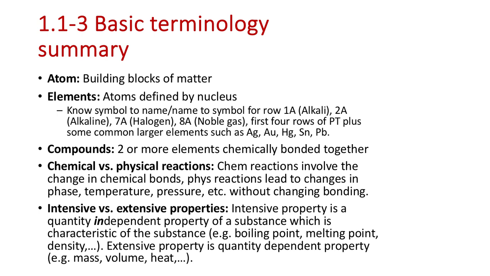So what's a compound? A compound is when we have 2 or more different elements that are chemically bonded together. And there's some different types of chemical bonds that we have probably seen before. So I'm going to give 2 quick examples of some different types of compounds.